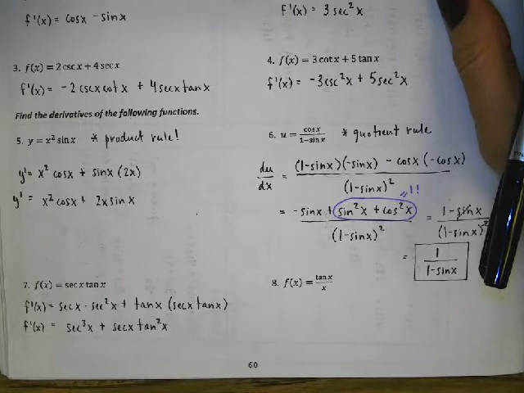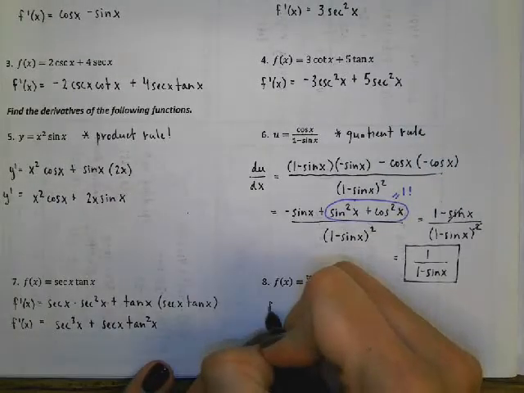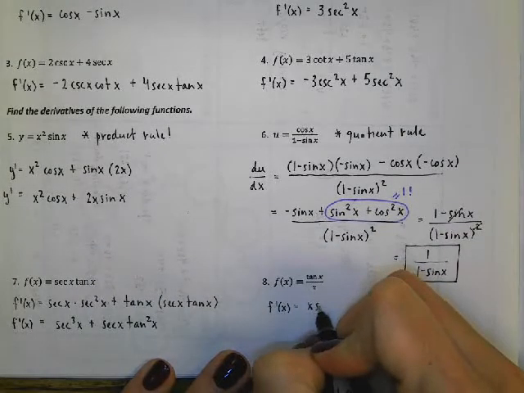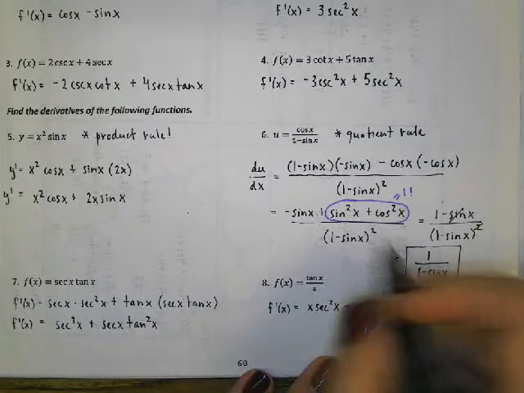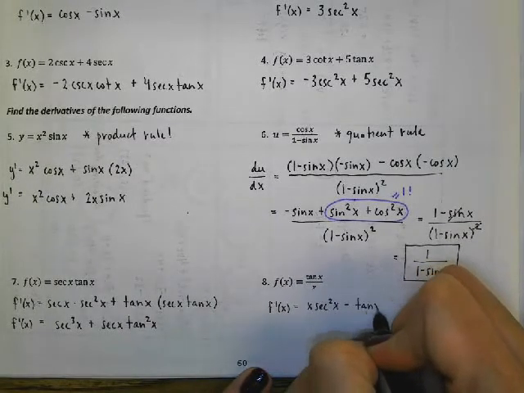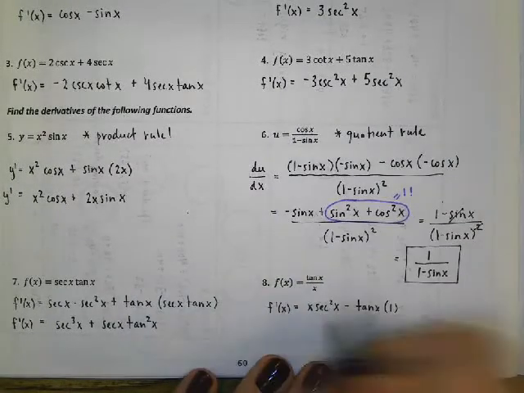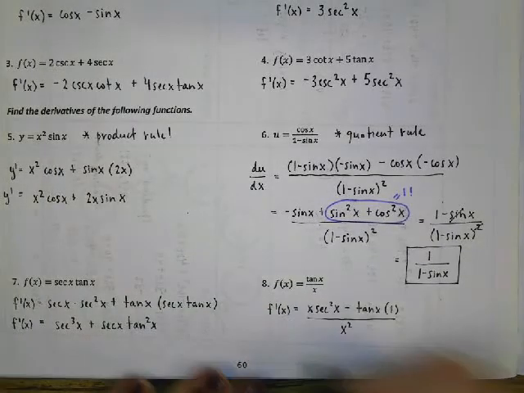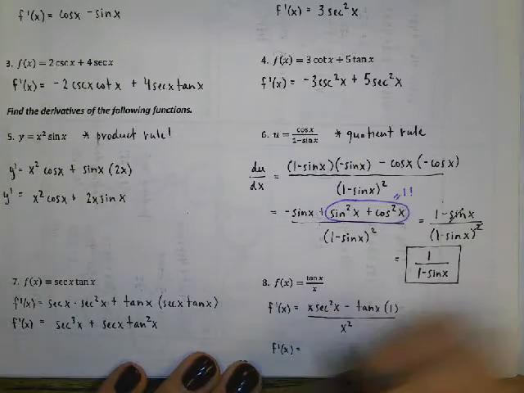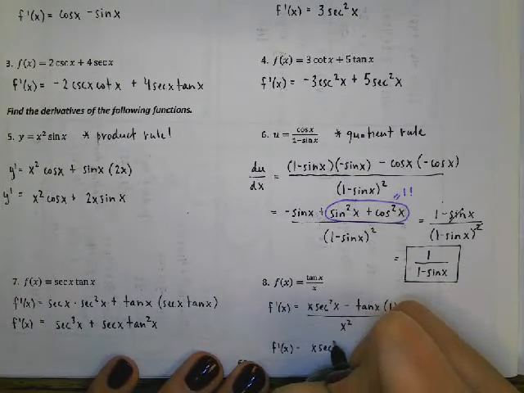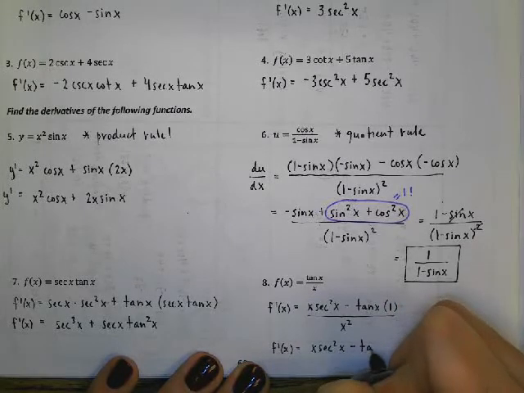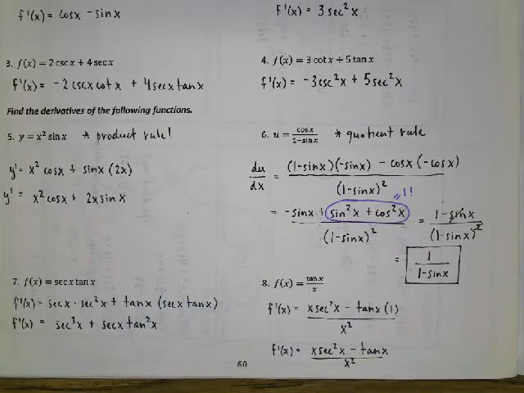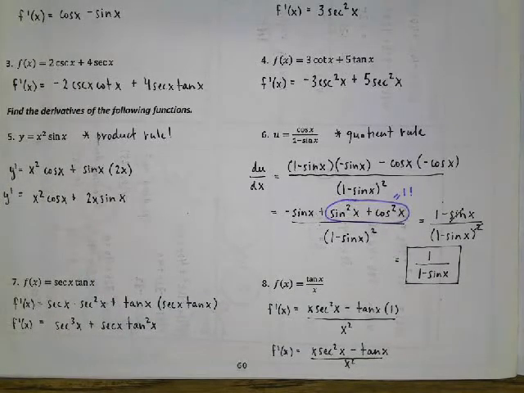All right, moving right along, another quotient rule problem. So here we go. We have our low d high, which is secant squared x, minus our high, tangent of x, d low, which is just 1 over x squared. So not much to do with this one. I'm just going to rewrite this as x times secant squared of x minus tangent of x, all over x squared. And that's as far as we'll take that problem.